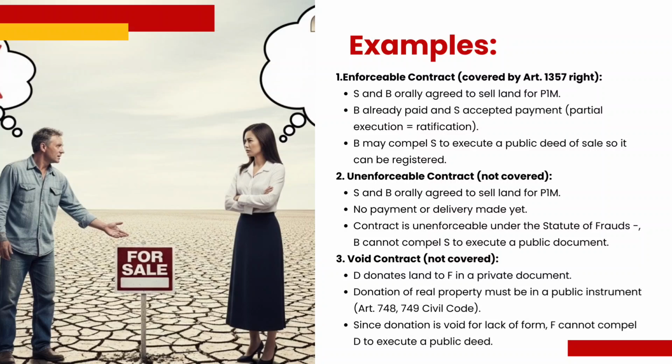Third, void contract. For instance, a donor donates a parcel of land to a friend through a private document. Under the Civil Code, a donation of real property must be in a public instrument. Since this requirement was not followed, the donation is void for lack of form. Because of this, the donee cannot compel the donor to execute a public deed.